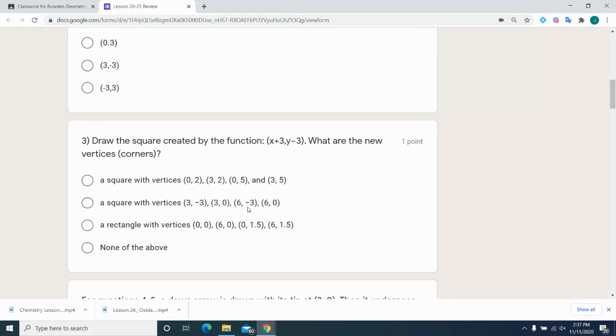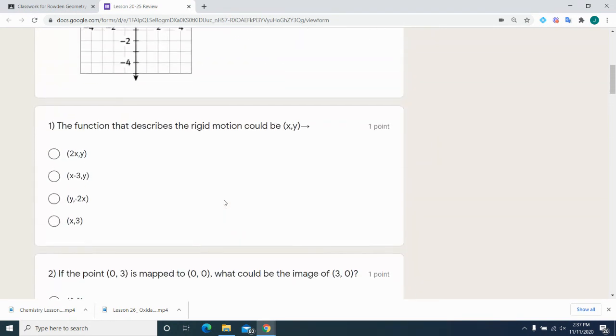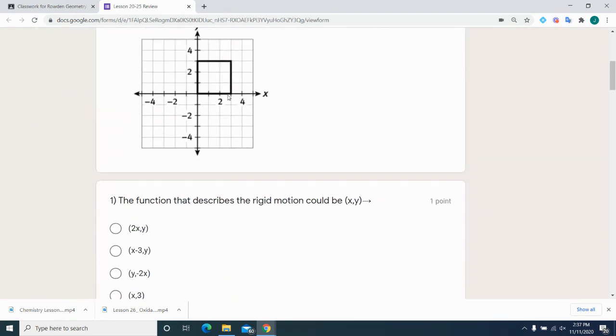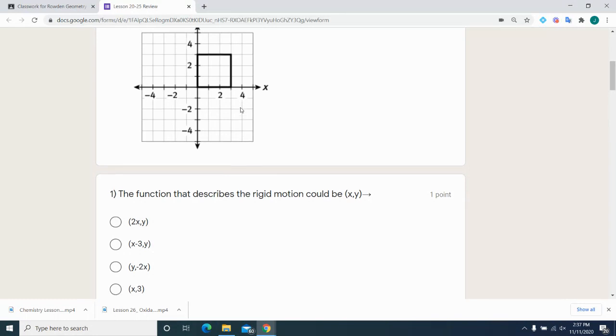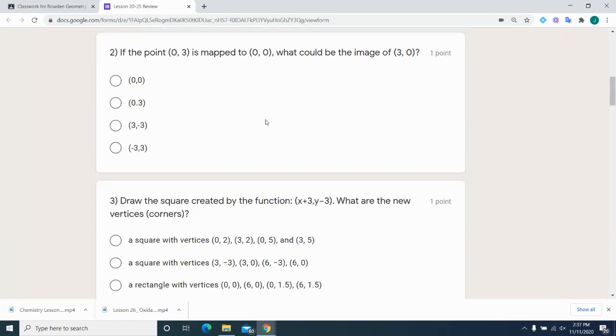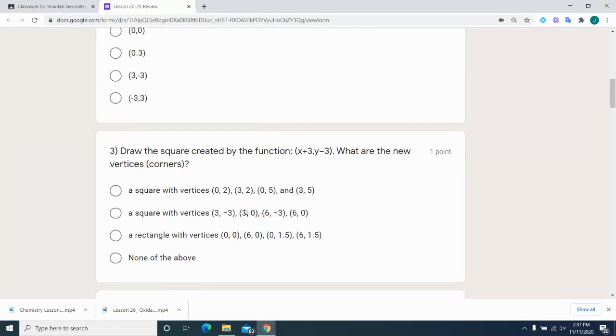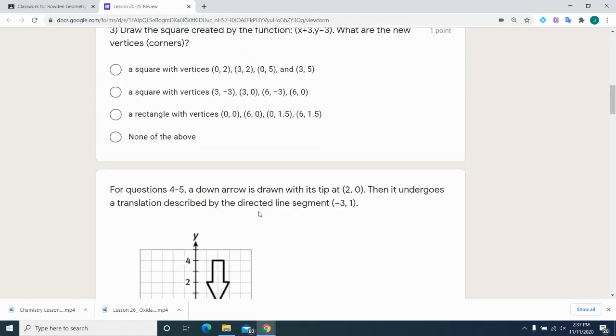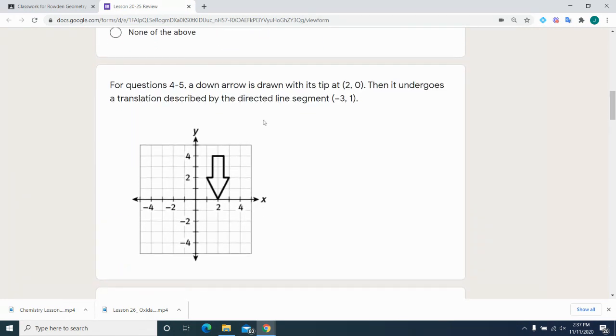You could try the other 3 if you want, but you'll end up just seeing that it's the other 3 vertices. Actually, I'm sorry. None of the above is an option. So you should test all of these. So if you do, this one's at 3, 0. So it's going to go up to 6 and down to, so it's going to be 6, negative 3. And there we are. If you do the rest of them, you'll find that all 4 of the vertices or corners are there.